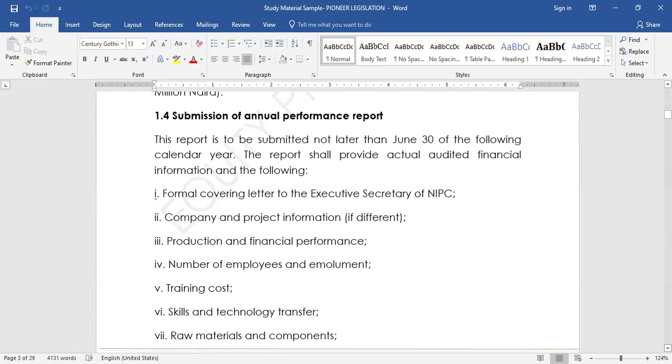Number of employees and emolument. How many employees does the company employ? And what is their salary? Training costs. How much does the company incur on training costs?